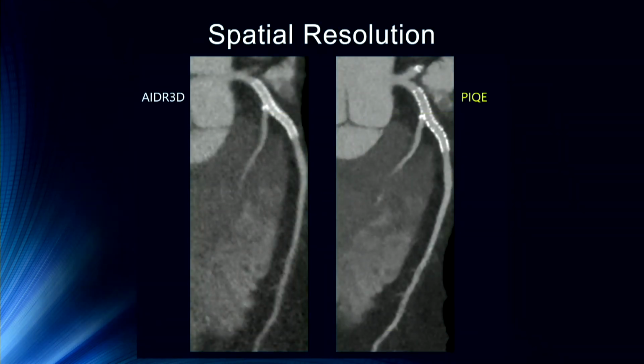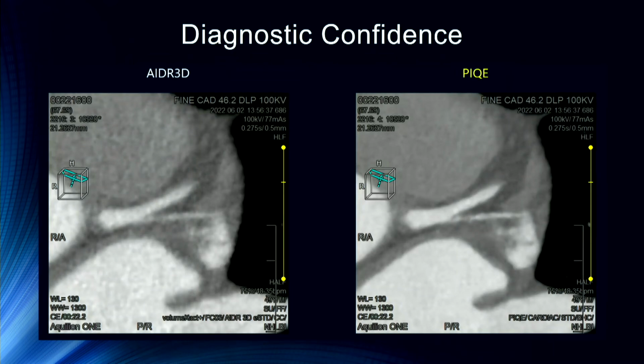Here's another stent case. On the left, standard reconstruction, on the right, super resolution. And now we're able to consistently evaluate the stents, see the stent struts, look for in-stent restenosis, and stents are some of the most challenging cases. Our diagnostic confidence is also improved.